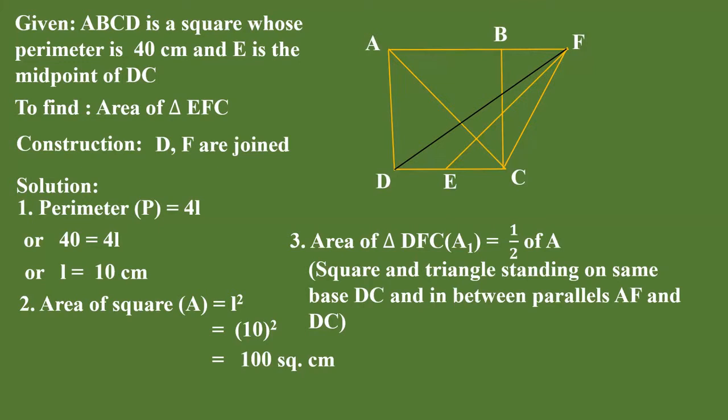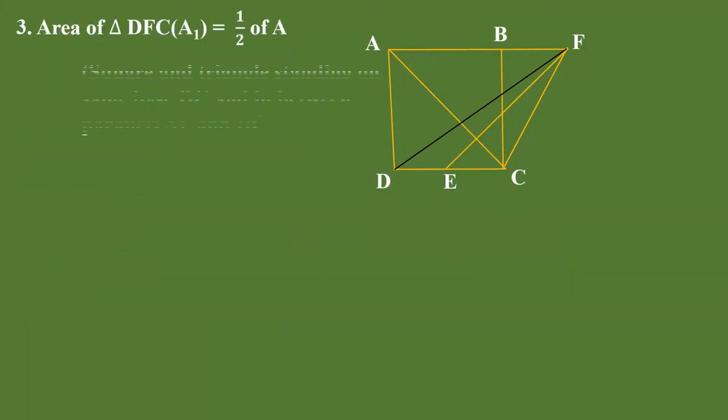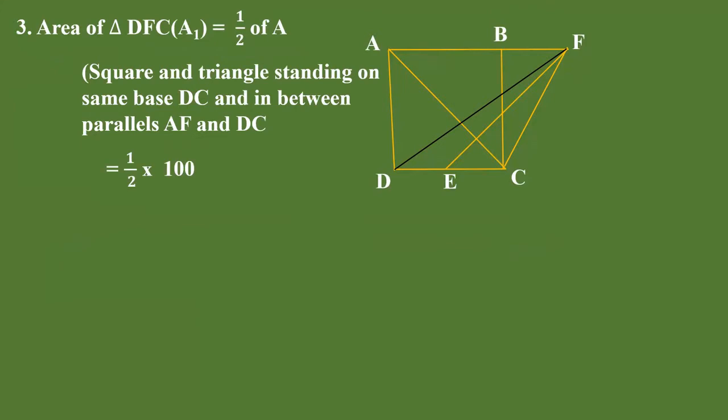Now let's put in the value here: 1 by 2 times 100, since the area of the square is 100. So we get 50 square centimeters. So what is the area of triangle DFC? That is 50 square centimeters.